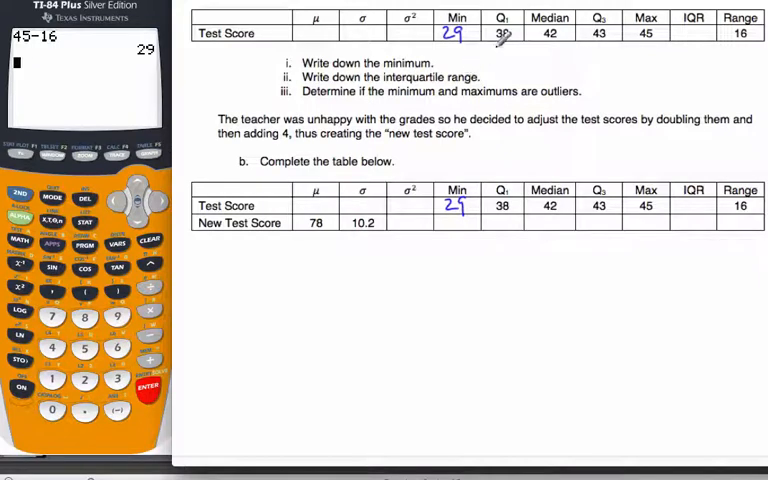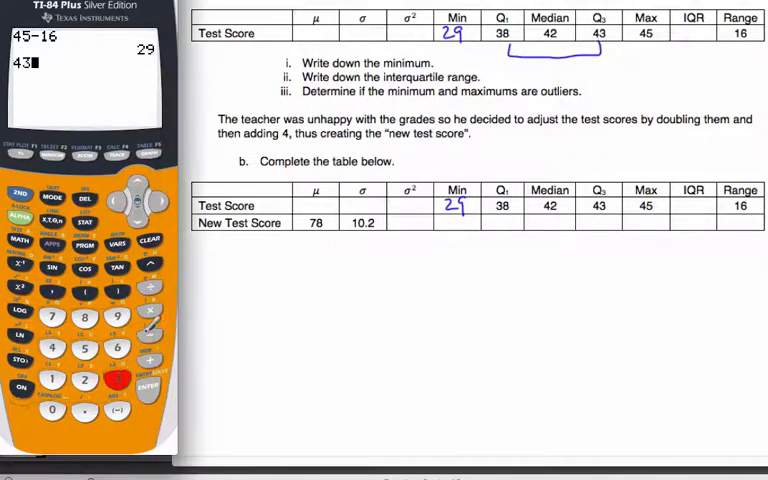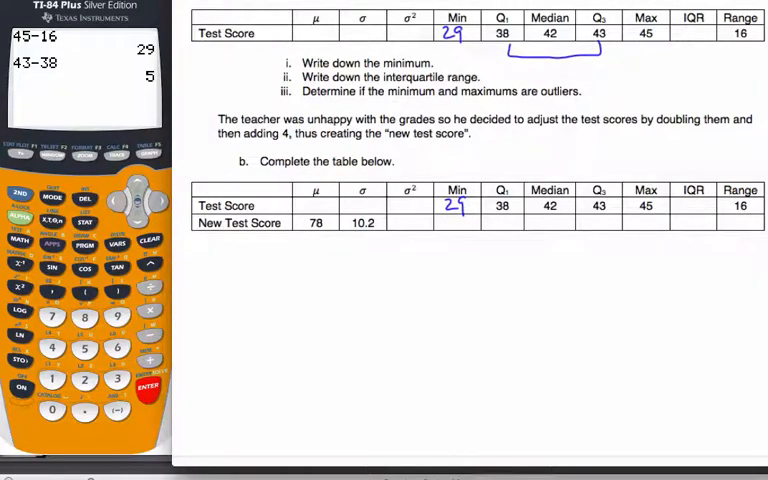Write down the interquartile range. Well, the interquartile range is the difference between 43 and 38. So 43 minus 38 will be 5. And so my interquartile range is 5.